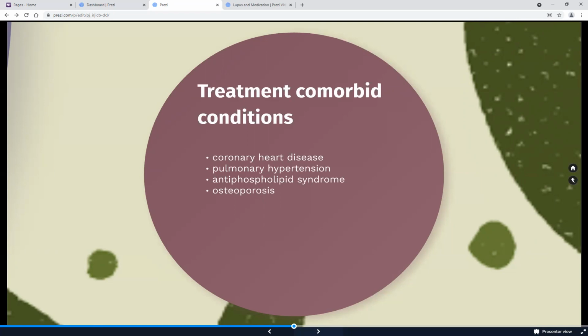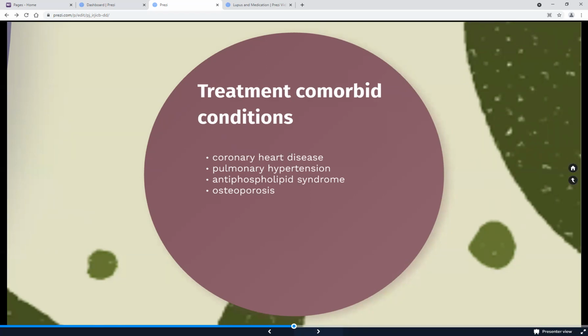Things like antiphospholipid syndrome, for those of you who are not familiar with that, it's essentially a clotting disorder, and it can mean that people with lupus that also have antiphospholipid syndrome could be more at risk for developing blood clots. And so there are some treatments that we can provide to help people protect and prevent blood clots that would be really important in this population of patients.